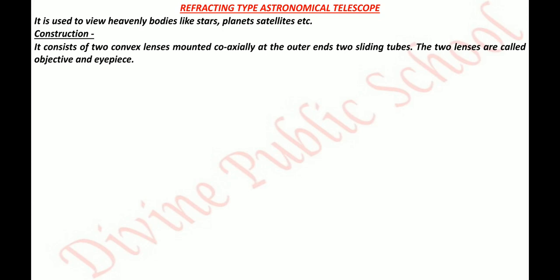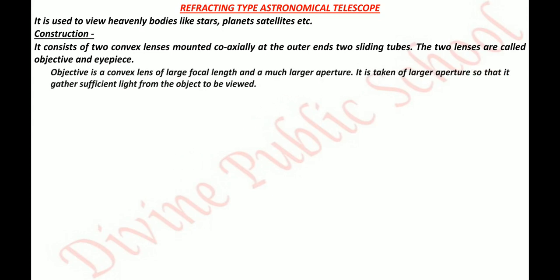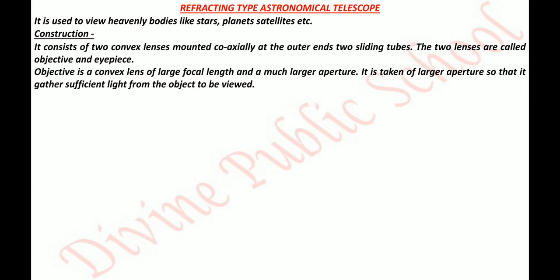Why do we take a larger aperture for the objective? So that it collects more light to form the image. Since the object is very distant from us, the objective is taken with a larger aperture so that it collects more light and forms the image, and the image becomes brighter. Because the objective is a convex lens of large focal length and much larger aperture, it gathers sufficient light from the object to be viewed.